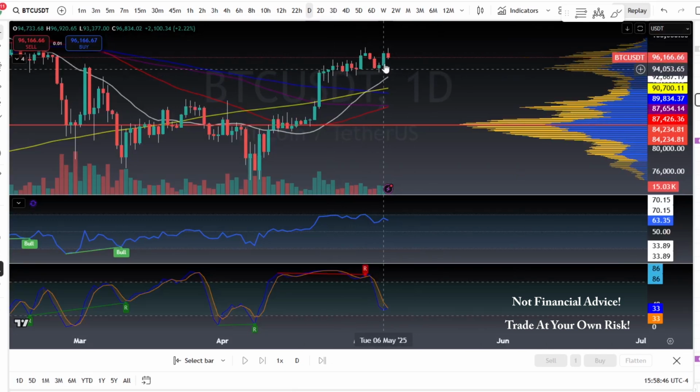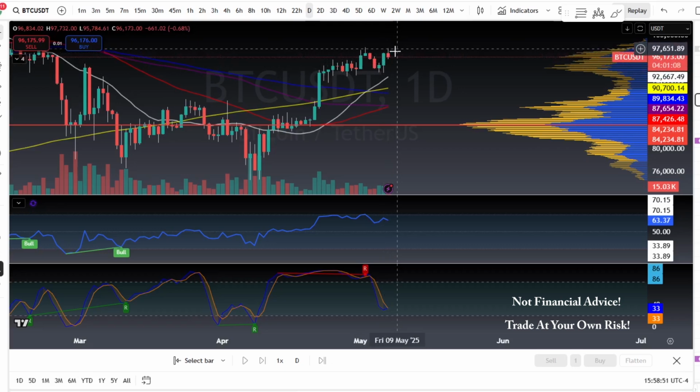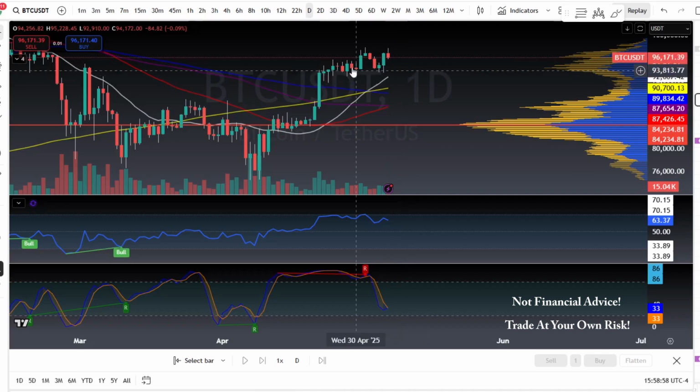This is a big bullish candle that happened yesterday, and right now we're wicking down from the top. The day isn't over. It's about 4 p.m. Eastern time, so we still have about 4 hours before the candle closes. So let's see how that ends up turning out.